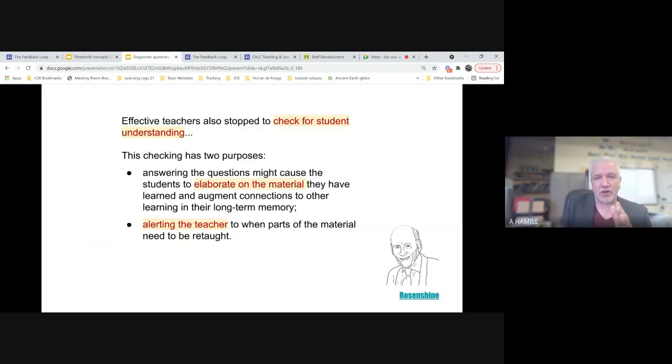So whenever I got you to go through using just those 4 images and try and summarize what I'd said so far, that's that bit. You're elaborating on the material. You're starting to make meaning from it, based on what you're taking from the gist in your head and putting it into your own words. But it also has a purpose for us. It alerts the teacher when parts of the material need to be retaught.